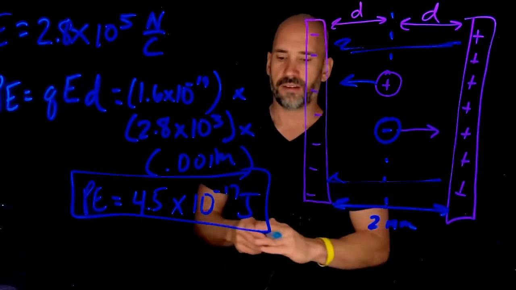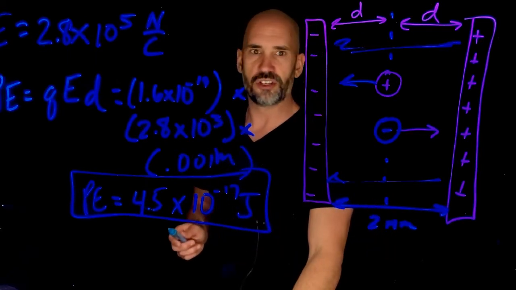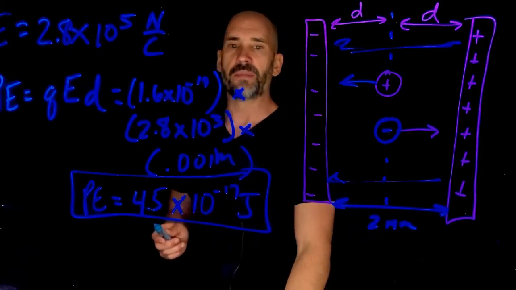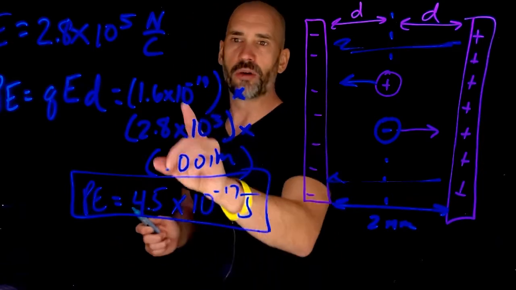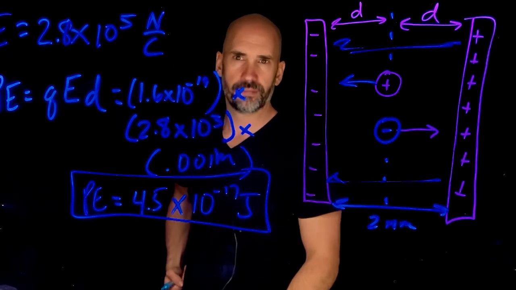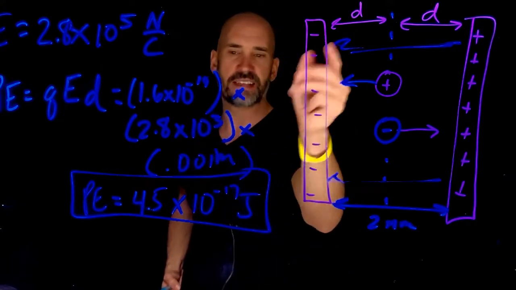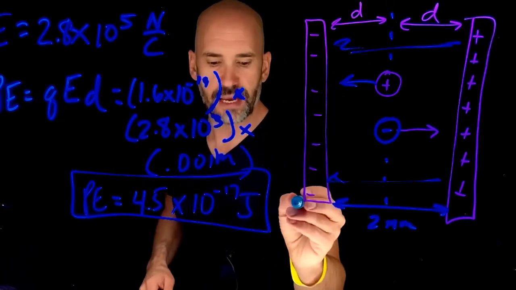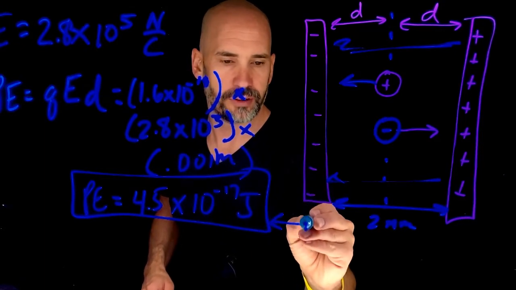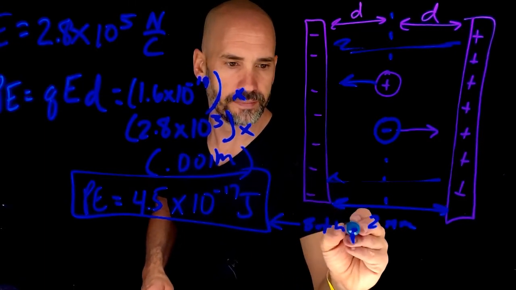Okay. All right. We know the potential energy of that electron. Let me ask you this. Is this energy going to change at all for the proton? No, it's got the same charge, it's in the same electric field, and it's the same distance. So this is the same for both particles. I'll put that right there, both particles.